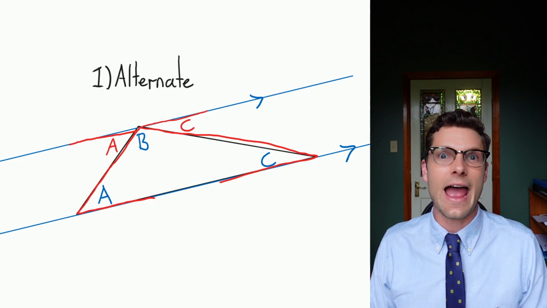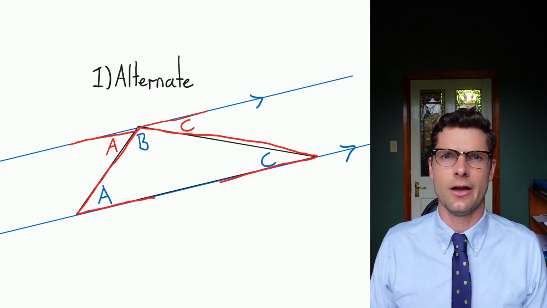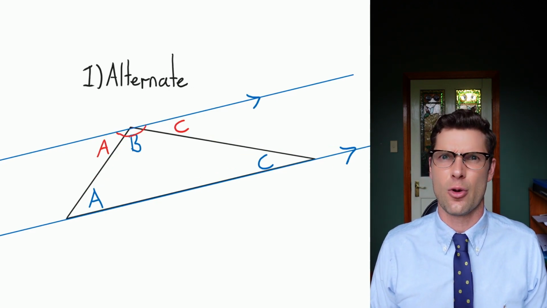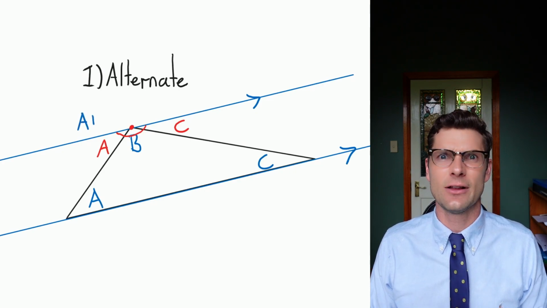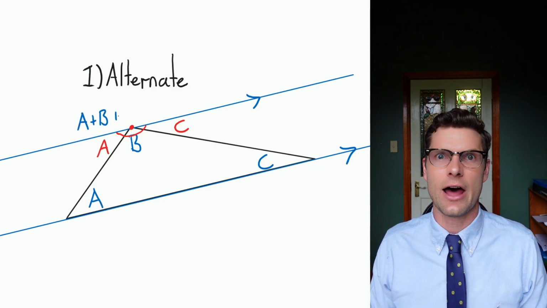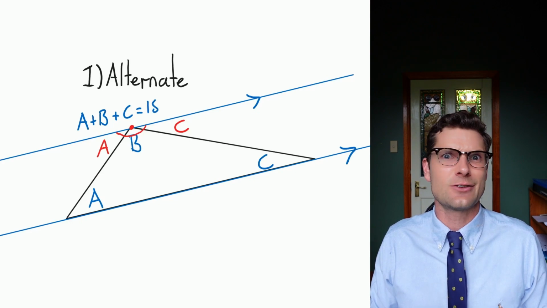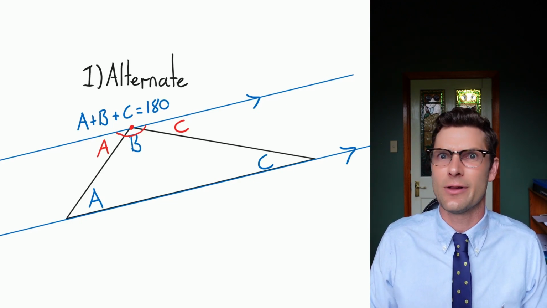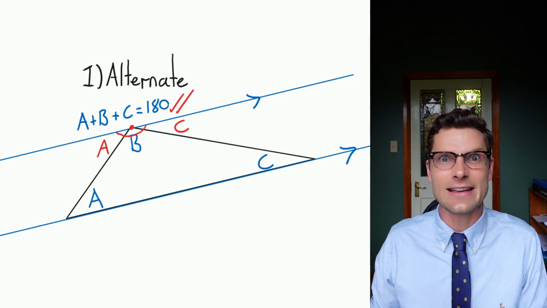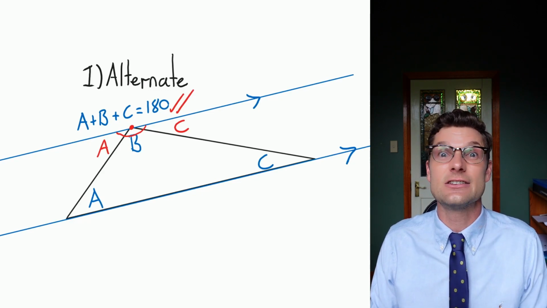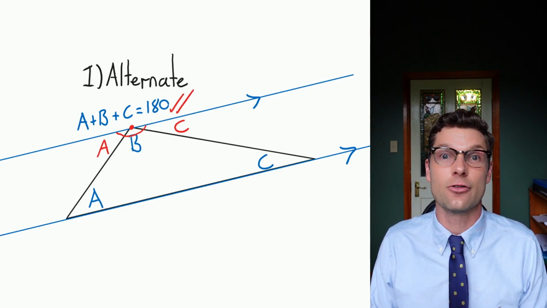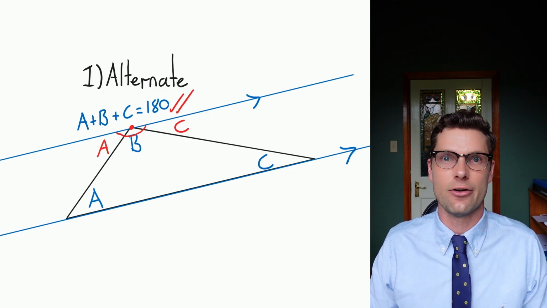So now I've got angles A, B, and C all on a straight line. Well, we know that a straight line is equal to 180. So that means A plus B plus C has to equal 180 degrees. Just by coincidence, that's what I've got in the middle of the triangle. A plus B plus C. And I said that that has to equal 180. So that is the proof that the interior angles of this triangle equal 180.